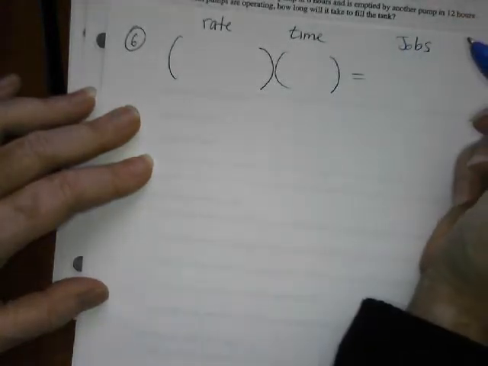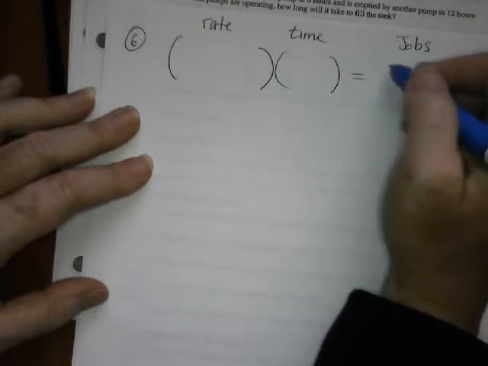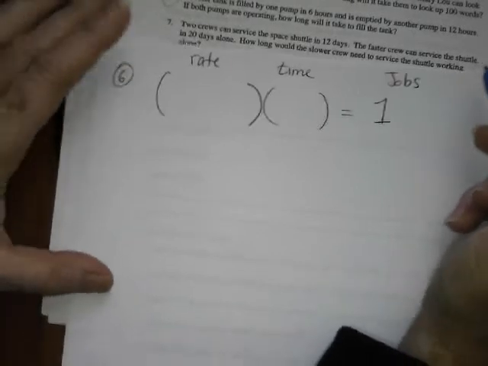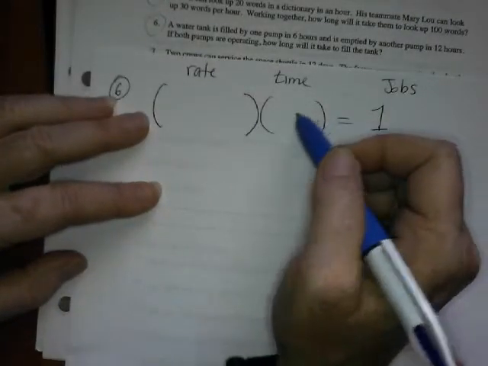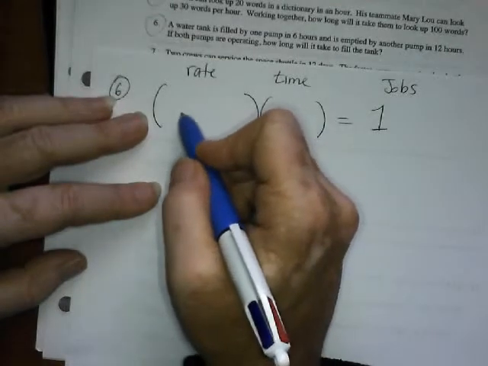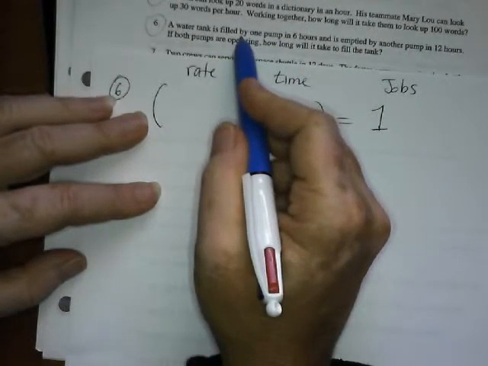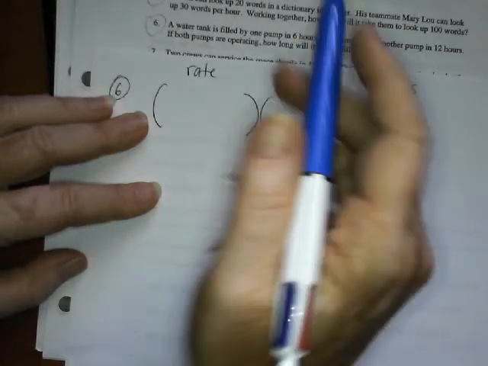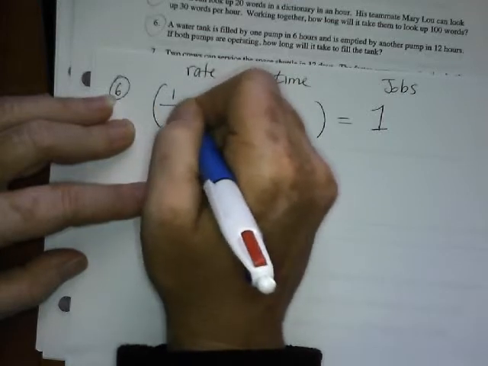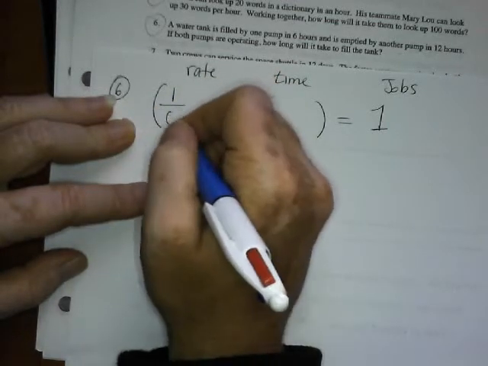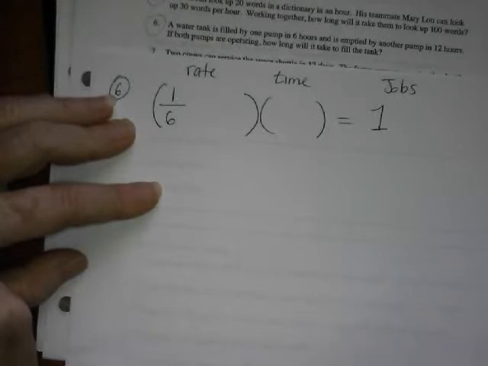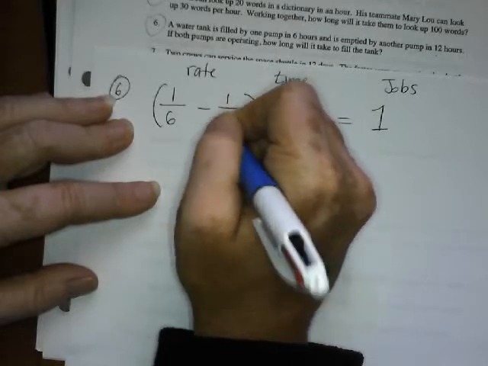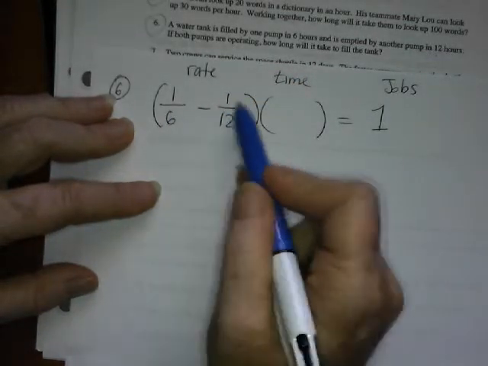Okay, so it's just 1 tank that's getting full, so I know that's going to be a 1. Now, I think I can figure out some of the rates. Filled by 1 pump, so this first pump can fill up 1 tank in 6 hours. And this one can empty 1 tank in 12 hours. I got it. Empty 1 tank in 12 hours, right? Because they're working against each other, so it's minus.